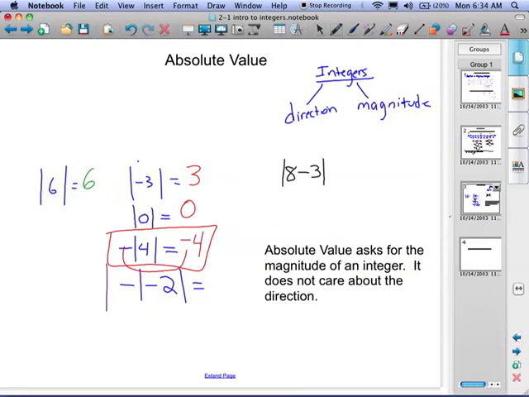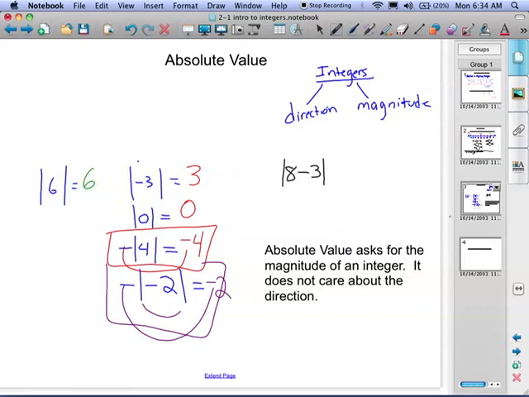Our next example is the negative of the absolute value of negative 2. So what is the absolute value of the negative 2 first? That's going to be 2. And then we take the negative sign from out front and we stick it in the answer. So the negative of the absolute value of negative 2 is negative 2.